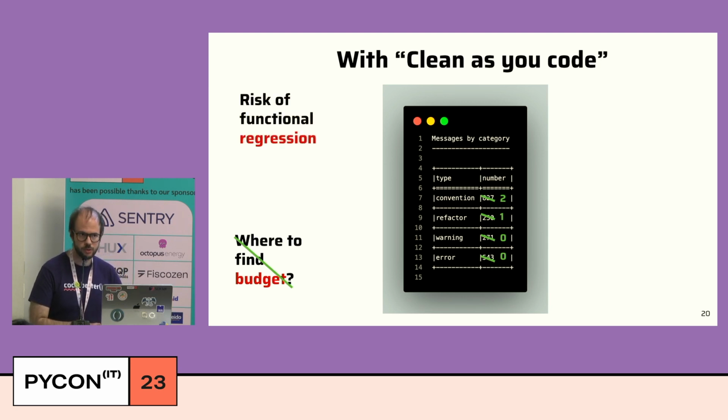About functional regression, well, to be fair, you always have a risk of functional regression, right? However, in this case, the scope will be much smaller, because it's only on new code. And I think in this case, the code quality tool can even help you to prevent some functional regression, because maybe there is something that you didn't think of. So I think it might be helpful in pair with the unit tests that you're going to write, of course.